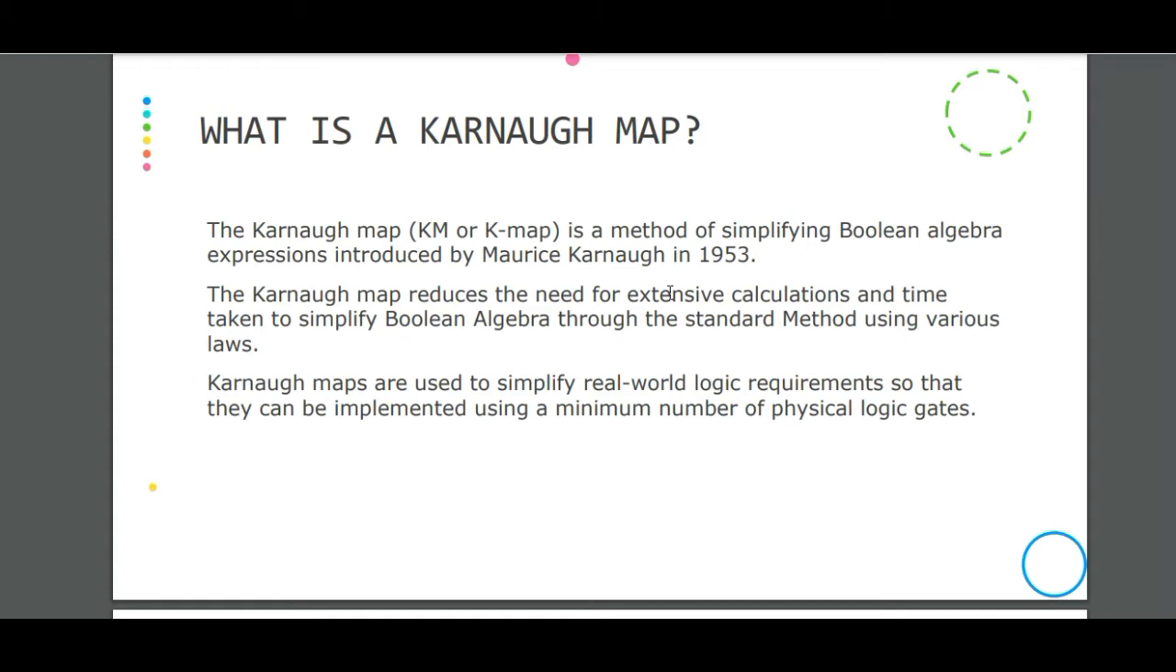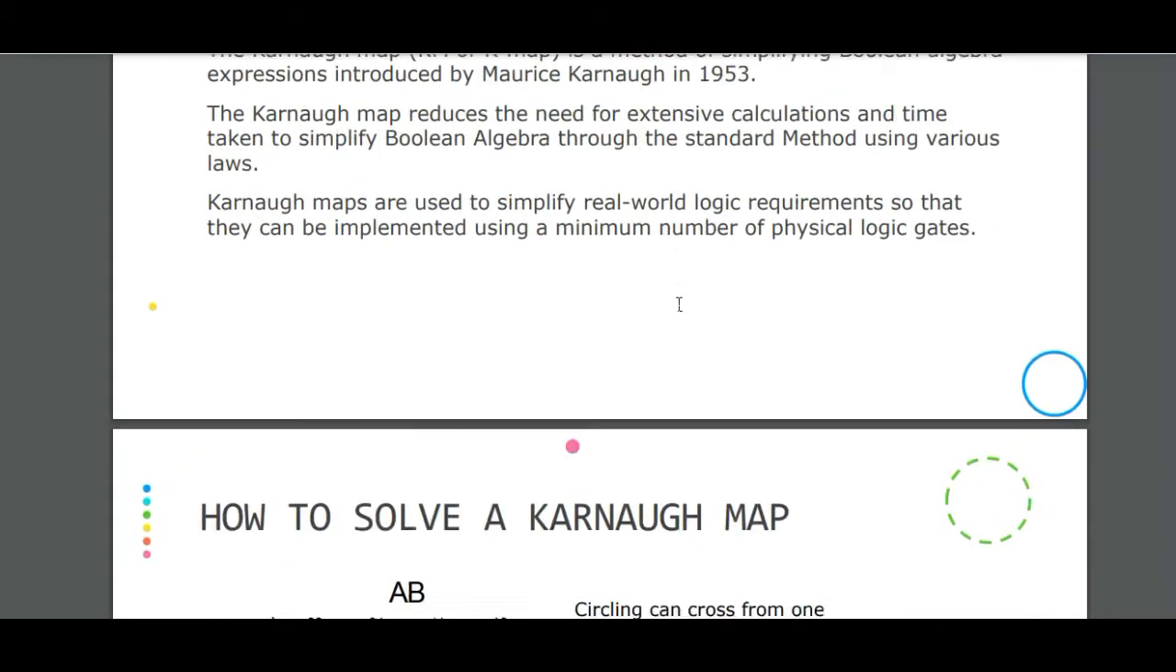So Karnaugh maps are used to simplify real-world logic requirements, so they can be implemented using a minimum number of physical logic gates. When you solve it using Boolean algebra, it takes a certain number of physical logic gates, and that number could be reduced if you use a Karnaugh map because it directly gives you the simplified format, and you can directly find the easiest way to connect the logic gates. So moving on.